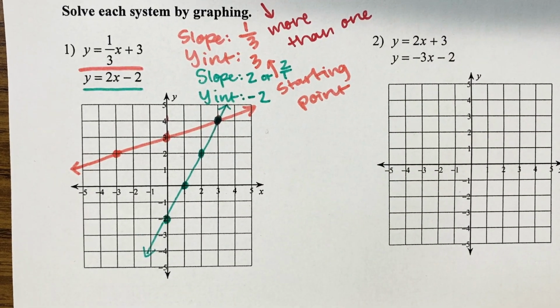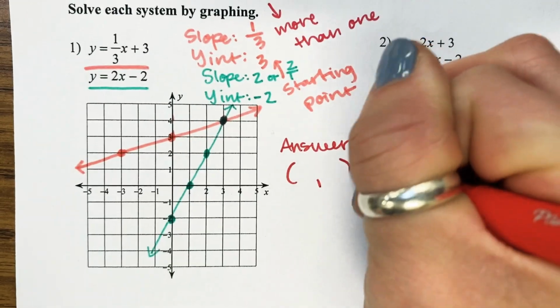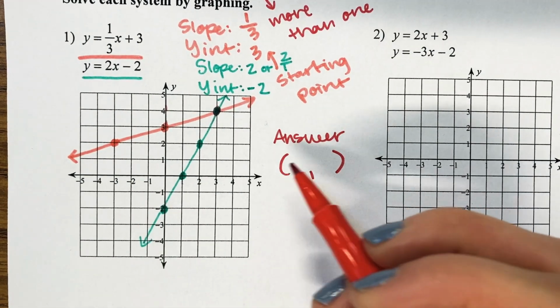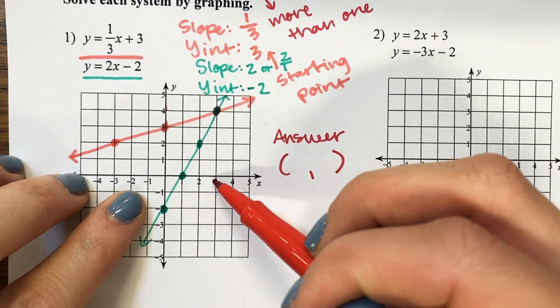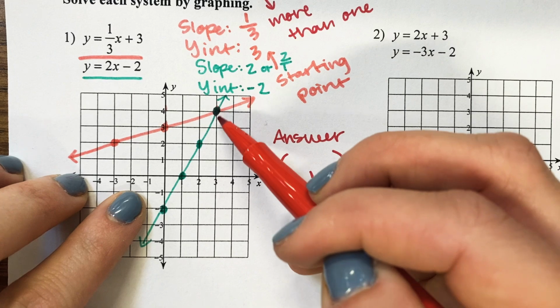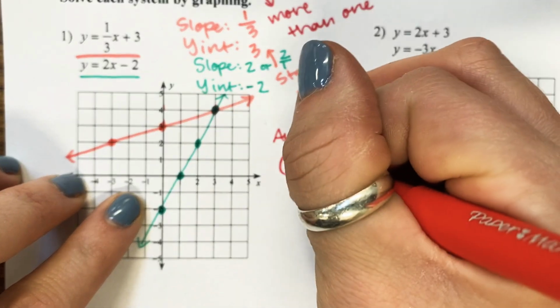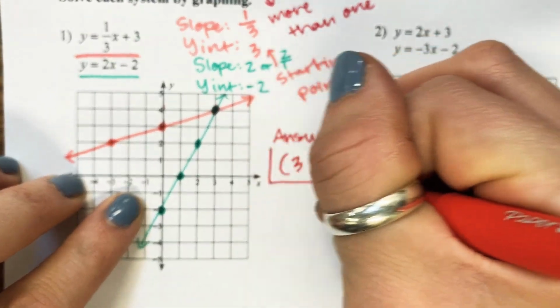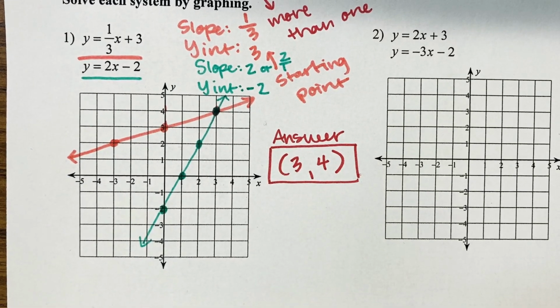Now the answer or the solution to a system of equations is always a coordinate point. It's always written as parentheses x, comma, y. Our x comes first, so find the x-axis where it lines up. It lines up with 3 on our x-axis and 4 on our y-axis. So we write this as (3, 4). And that is our answer. Beautiful.